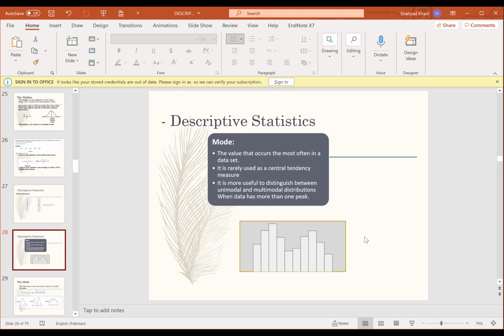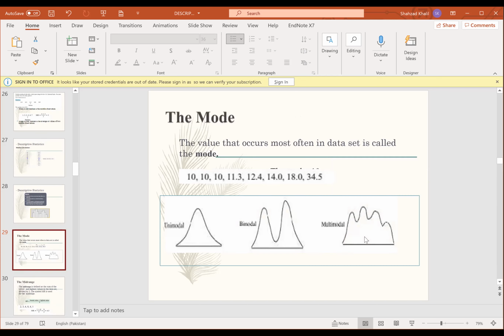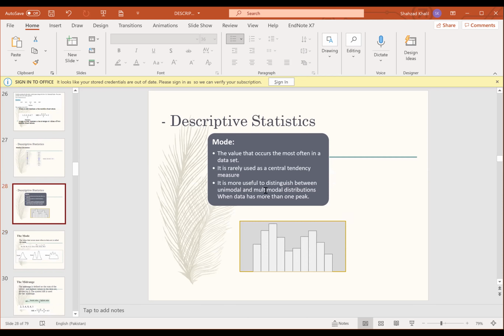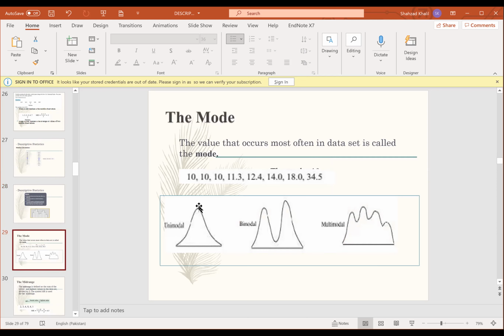Mode is the value that occurs most often in a data set. It is rarely used as a central tendency measure. It is more useful to distinguish between unimodal and multimodal distributions, when data has more than one peak. In this graph, the mode is 10 because it is the most frequently repeating value. These are different: unimodal when we have one peak in the data set, then bimodal, and then multimodal.